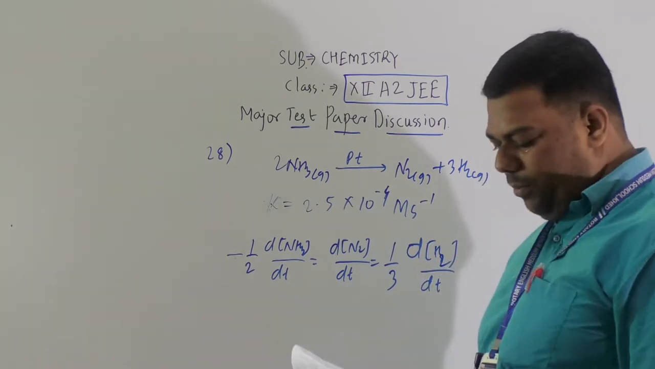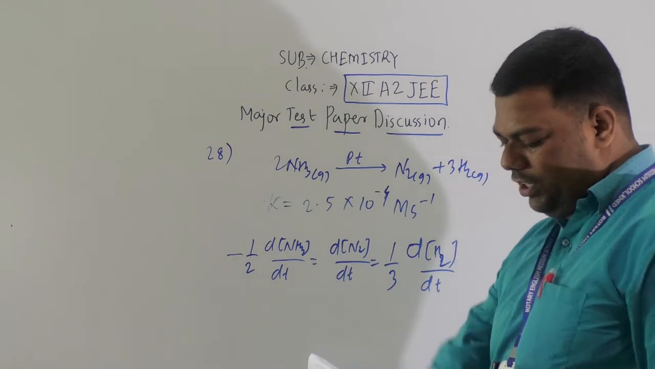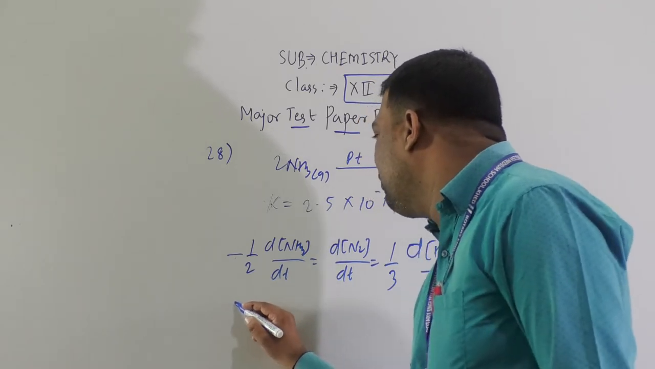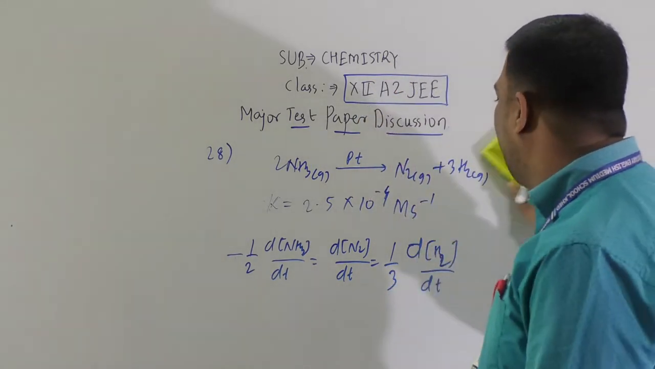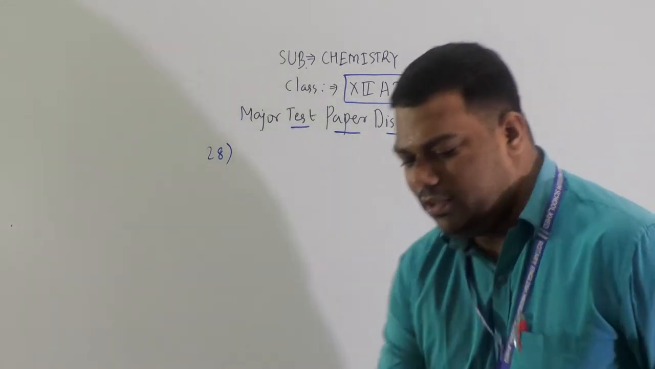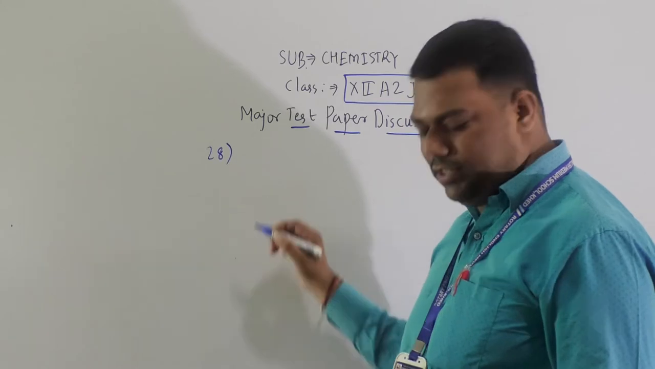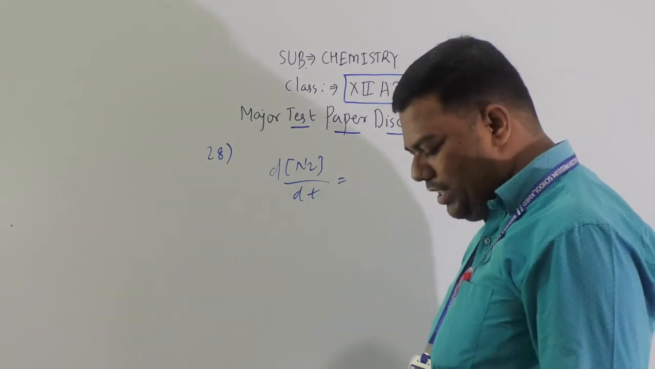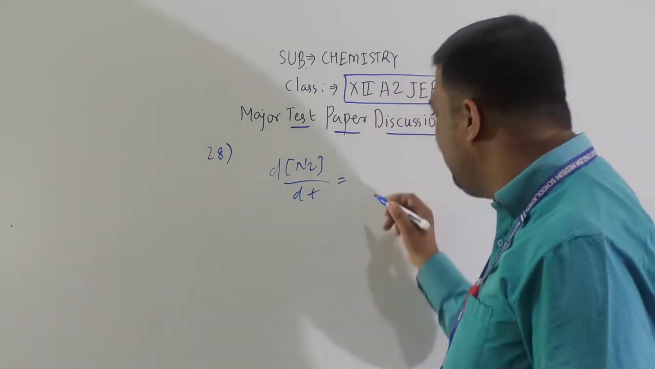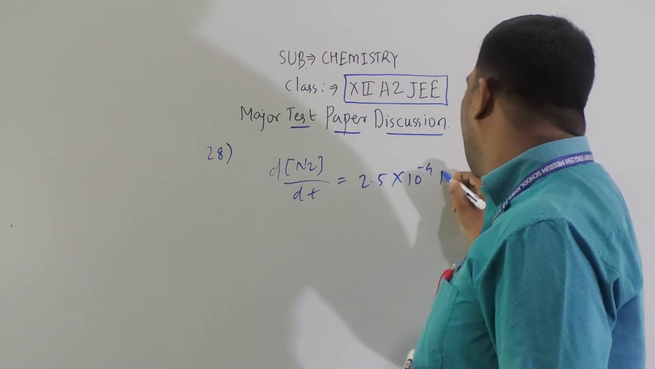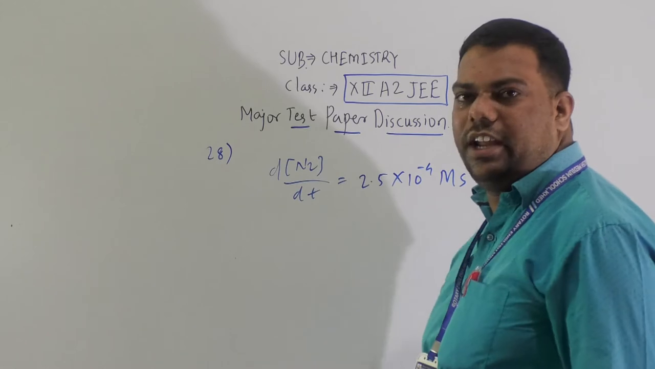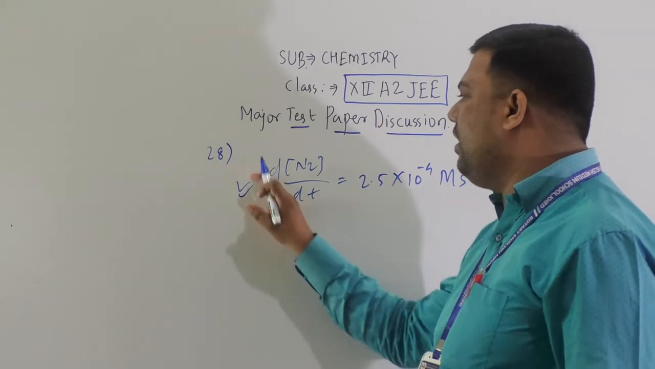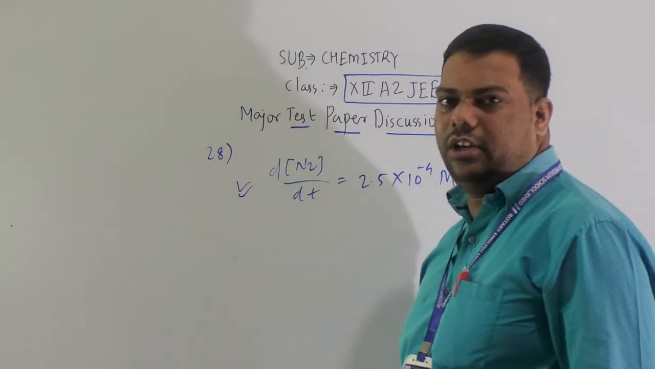So, the rate of production of N2. Listen carefully here: how can we calculate d of N2? We need to rub this because we need space here. I hope you wrote all those things. Now d of N2 by dt is given directly: 2.5 into 10 raised to minus 4 moles per second. This answer will come as it is because there is no stoichiometric coefficient in your reaction.